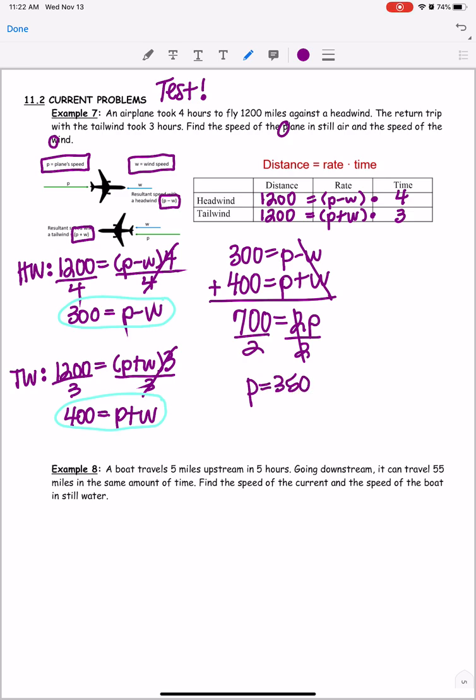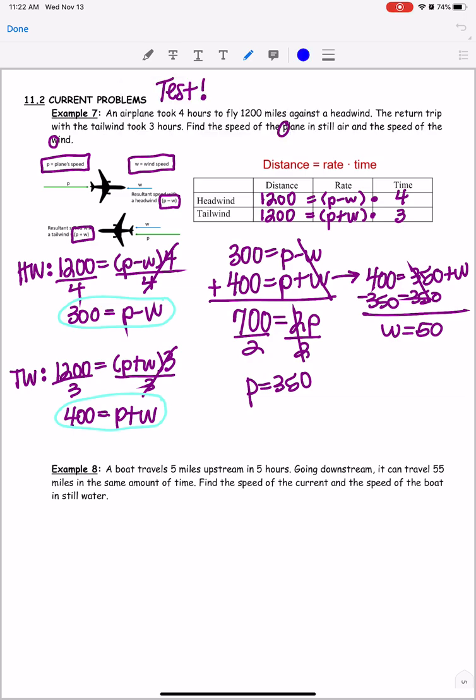So then take one of these equations. I could take this original one, or one of these. I'm going to take this small one with all positives. I've got 400 equals, my plane is 350, plus W. Subtract the 350 over, and now I get my W is 50.